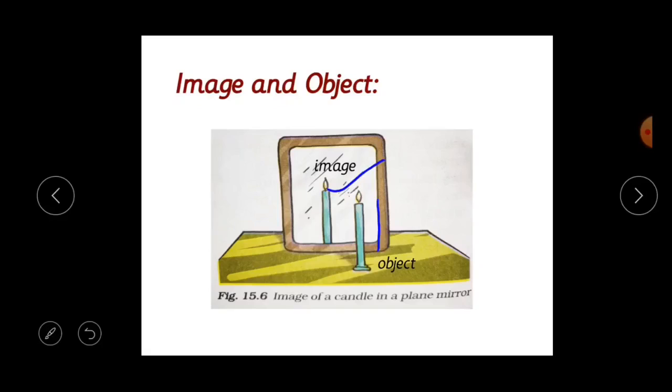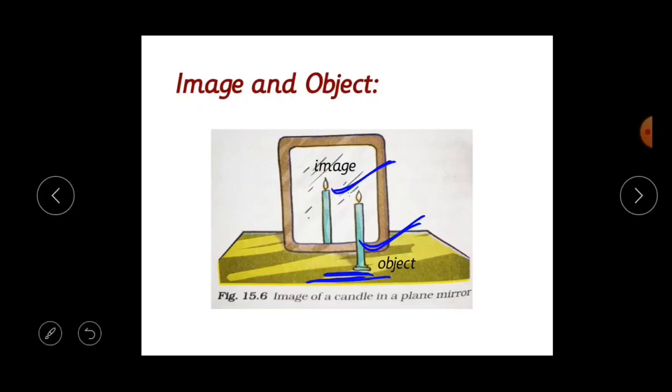So whatever appears behind the mirror is called the image. Okay, and the candle itself is an object. So this is an object, and this is the image which appears in the mirror. Okay, so this is called the image and this is called the object. Understood, children? Now what you have to do, move the candle to a different position in front of the mirror.